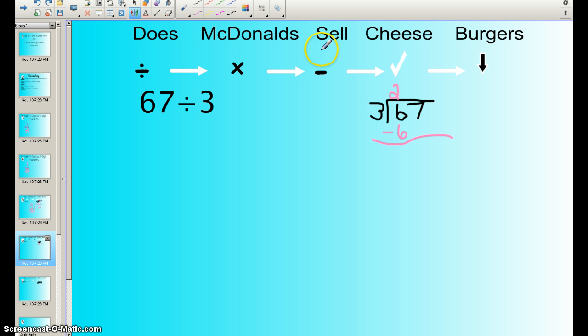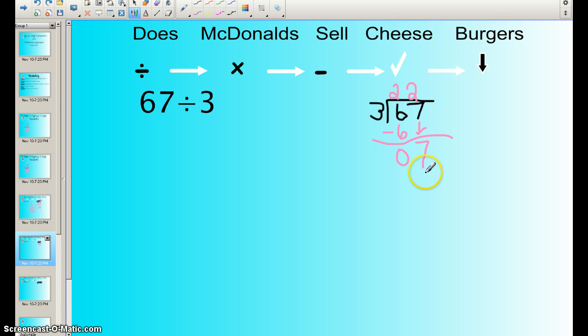Okay, subtract. Right here's my next step. 6 minus 6 is 0. Bring down my 7. Okay, now how many times will 3 go into 7? Because after you bring down, you've got to go back and divide. 3 will go into 7 2 times.